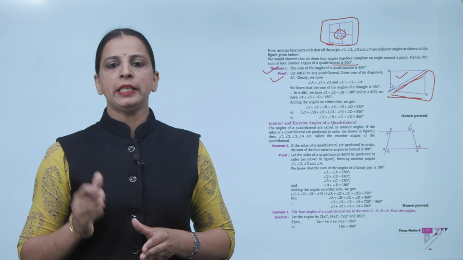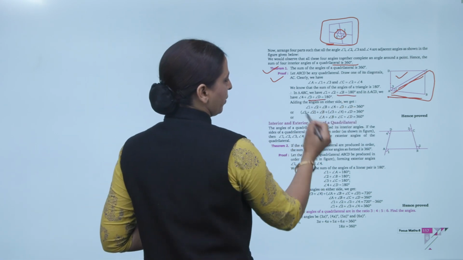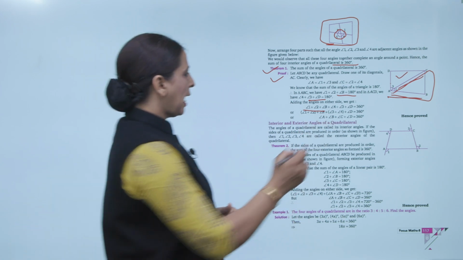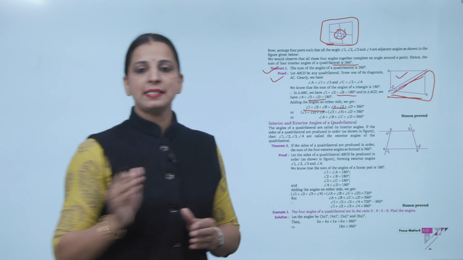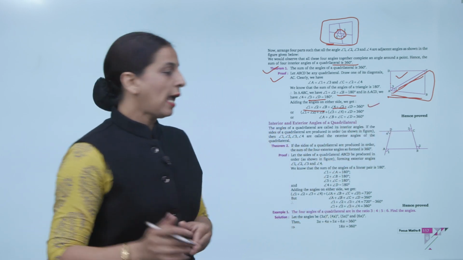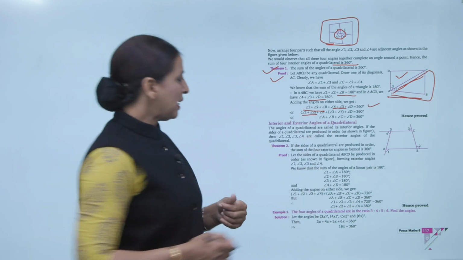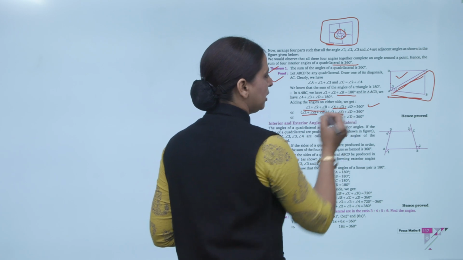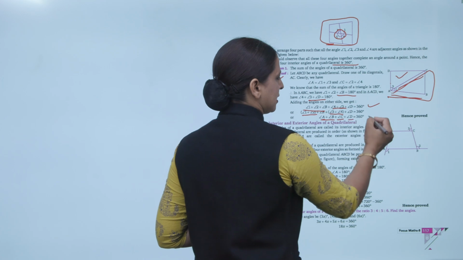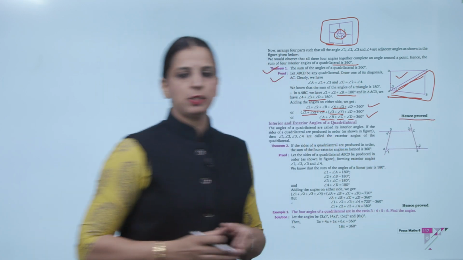Adding the angles on either side, we get angle 1 plus angle 2 plus angle B plus angle 4 plus angle 3 plus angle D equals 180 plus 180, which is 360 degrees. Now angle 1 plus angle 2 is equal to angle A, plus B as it is. Angle 3 plus angle 4 is equal to angle C, and D as it is, which equals 360 degrees. Hence proved.